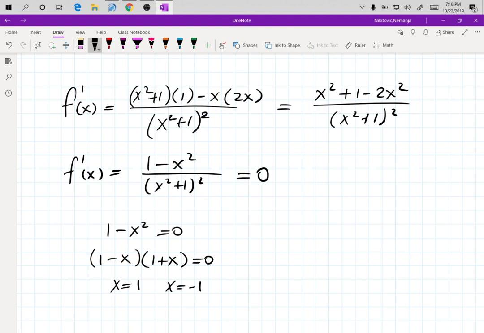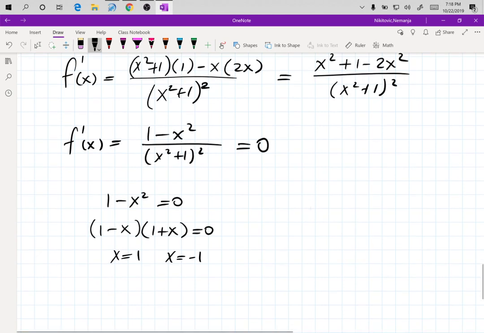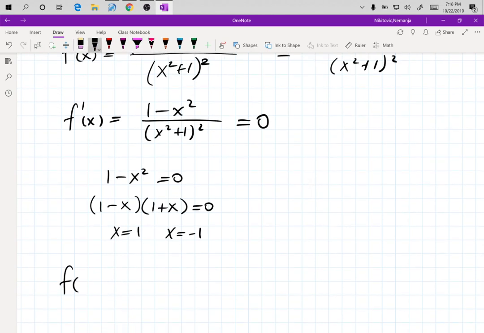So we are going to first calculate f of 1. You take the original problem and plug in 1. So that's going to be this, which is a half. So we have one critical point to be 1 half.